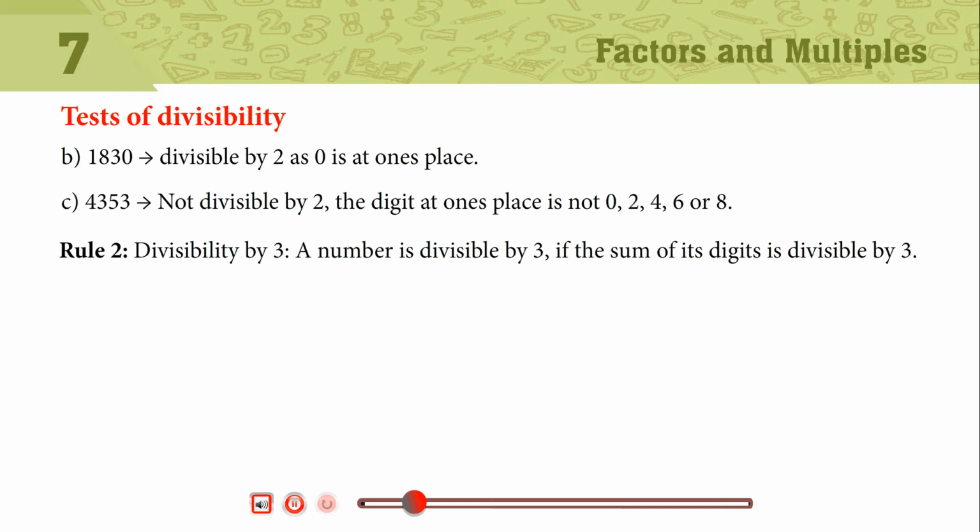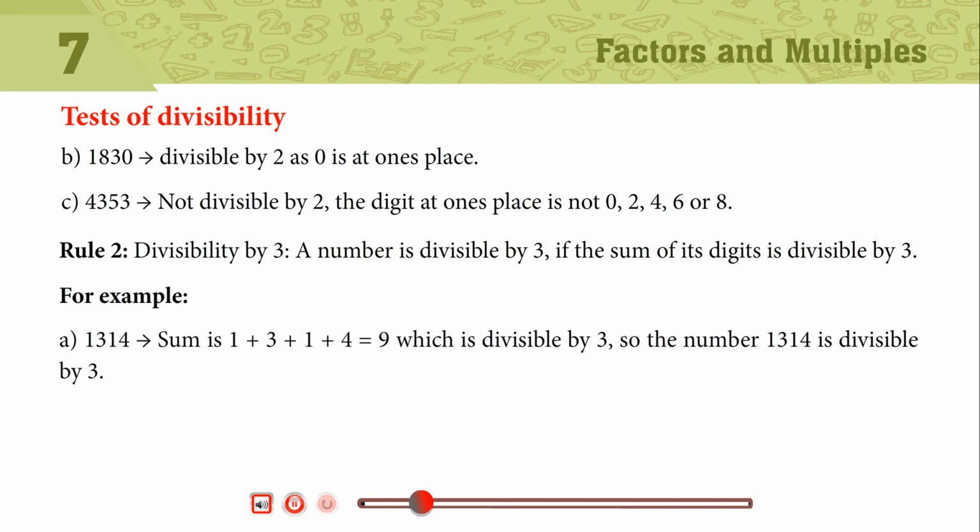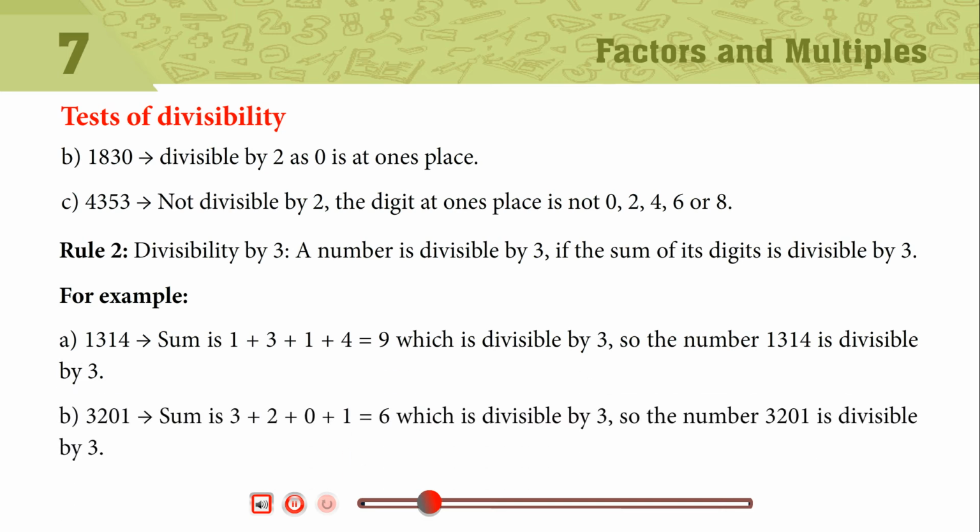Rule 2. Divisibility by 3. A number is divisible by 3 if the sum of its digits is divisible by 3. For example, 1314. Sum is 1 plus 3 plus 1 plus 4 is equal to 9, which is divisible by 3. So the number 1314 is divisible by 3. 3201. Sum is 3 plus 2 plus 0 plus 1 is equal to 6, which is divisible by 3. So the number 3201 is divisible by 3.